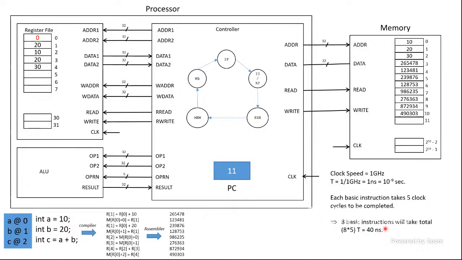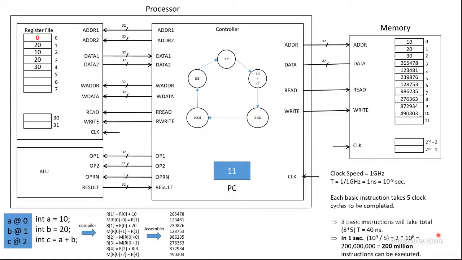That is 40 nanoseconds. Or in other words, if we calculate from these 5 nanoseconds total time per basic instruction, in 1 second we can compute 200 million instructions. Just do a mathematical computation there. It is 10 to the power 9 by 5, which is 2 into 10 to the power 8, which is 200 million basic instructions that can be executed.